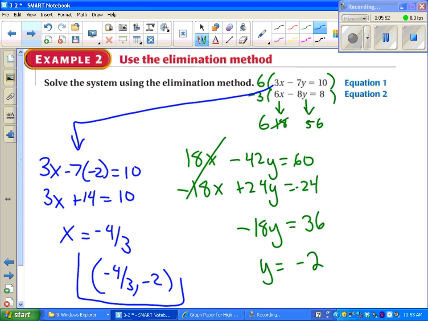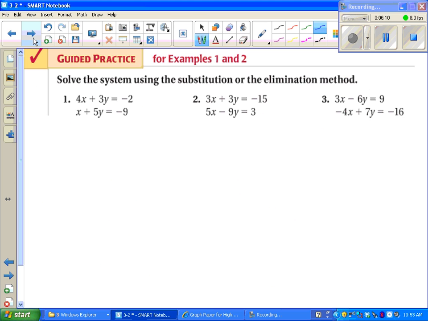Notice how hard this would have been to figure out by graphing. Finding -4/3 on the graph and being that precise would actually be really hard. But using algebraic methods, we get exact answers that we know are right. As always, go plug these back into the original, especially if it's a quiz or a test.